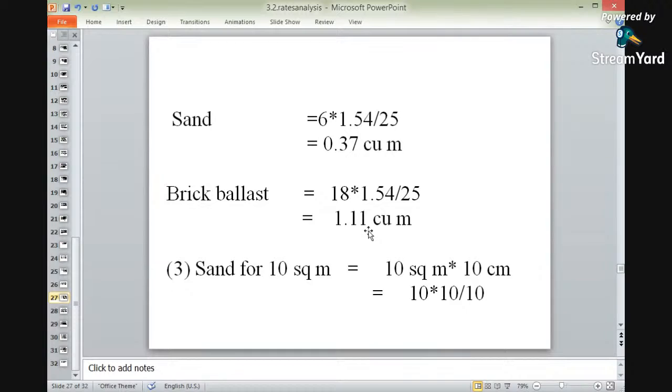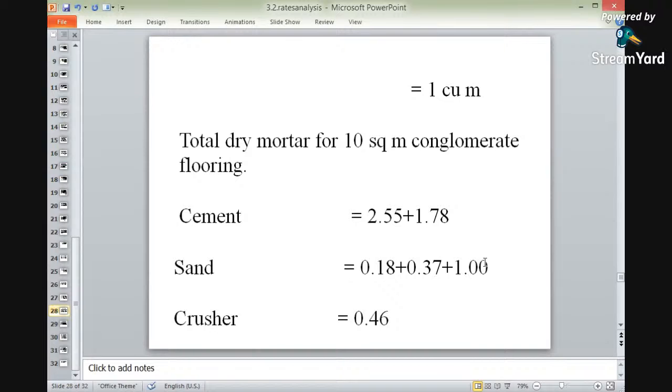Okay. Again, lastly for the sand. Because in previous problems three things have been considered. The third thing in this case is the sand for 10 cubic meters. So how much sand is required for 10 cubic meters? The area we have considered is 10 square meters. What about the volume? Because we are calculating in volume. So multiplied by the depth, thickness or depth, 10 centimeters, so 10 divided by 10, that comes to be 1 cubic meter.